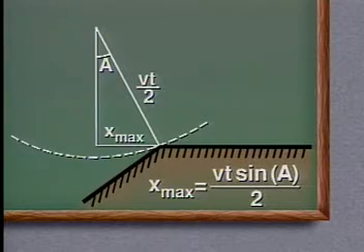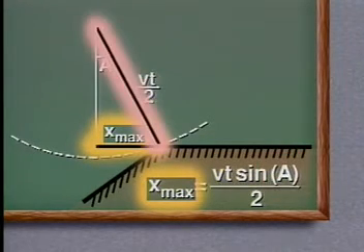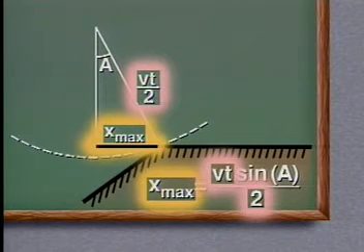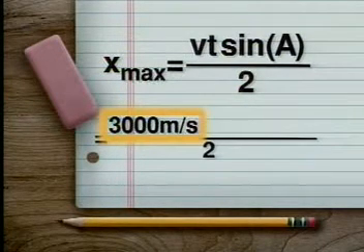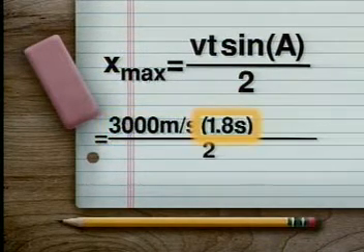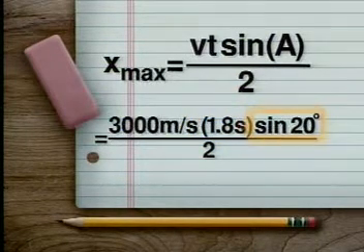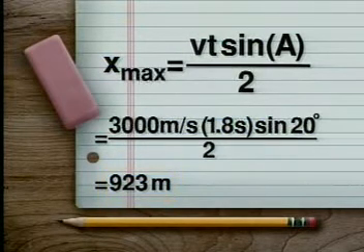This geometric construction shows that the maximum aperture distance, Xmax, depends on the structural dip and the distance to the horizon, which can be defined in terms of the RMS velocity and the two-way travel time. For example, if the velocity is 3,000 meters per second, the two-way travel time 1.8 seconds, and the dip 20 degrees, then the maximum aperture is 923 meters. We must include this additional distance in the survey to limit migration edge effects.